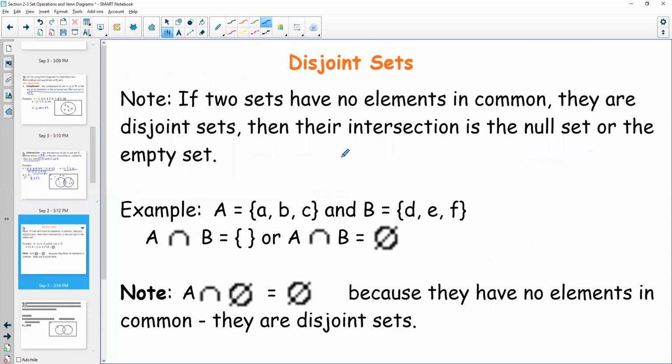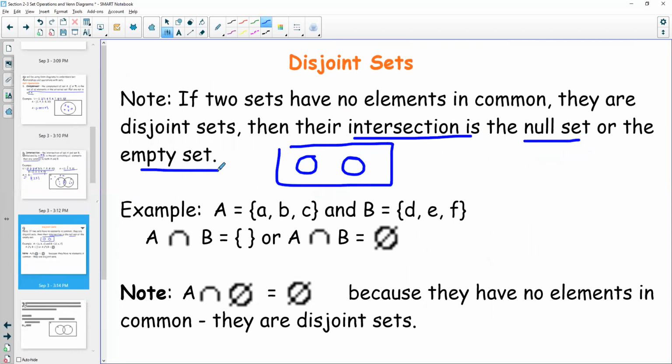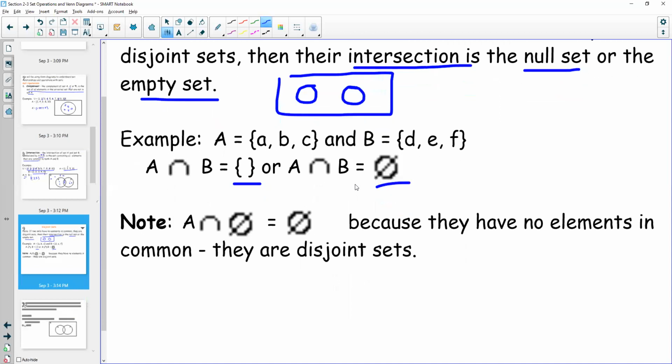If two sets are disjoint, and you imagine their circles, like we saw on that first slide, their circles do not overlap. Their intersection is the null set or the empty set, okay? So A has A, B, and C in it. Set B has D, E, and F. A intersect B we either write as empty set or as null set.